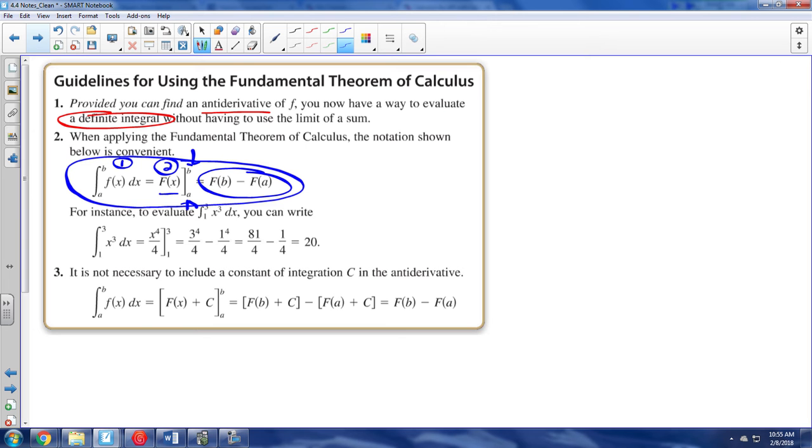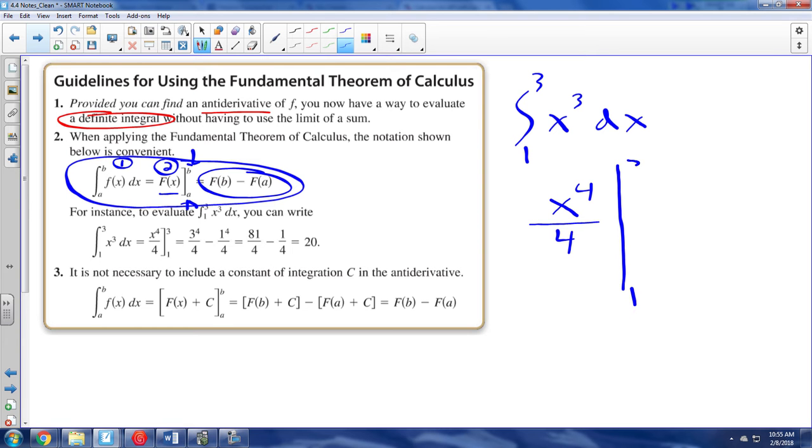For example here, they're doing the integral from 3 to 1 of x to the third dx. We know that the antiderivative of x to the third is x to the fourth over 4. So what you're going to do is put a straight bar here, and put the numbers 1 and 3. So this would be step 1. You'd solve it to this, step 2, right? And then you would just plug in 3. So 3 to the fourth over 4.